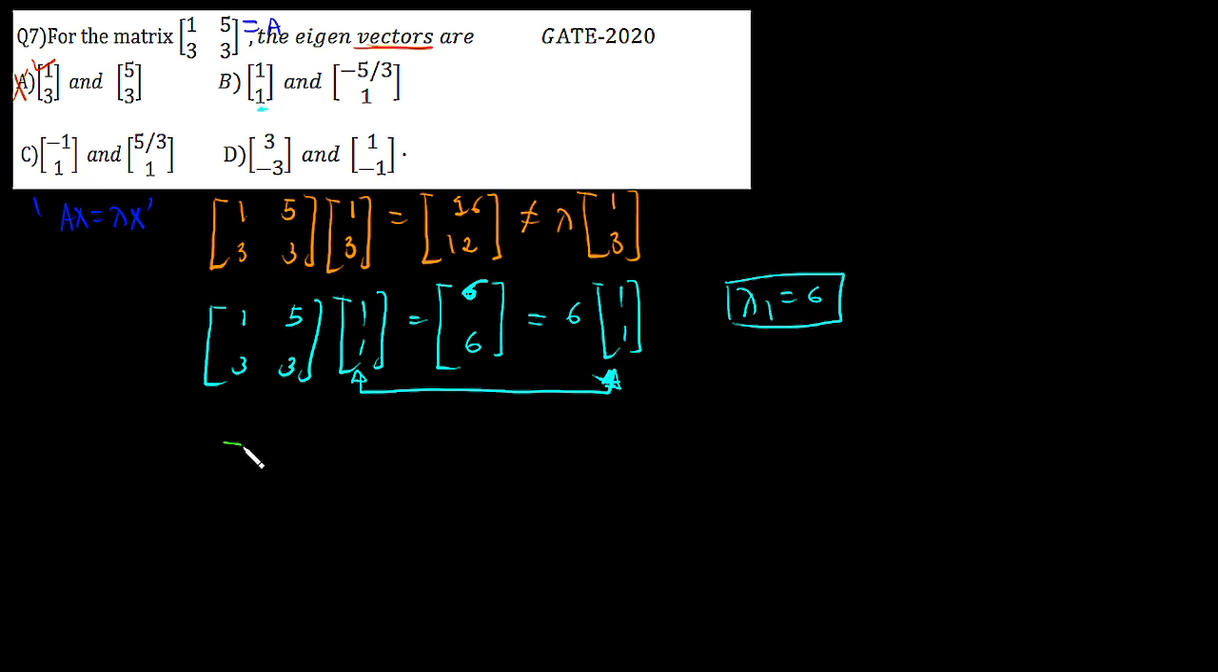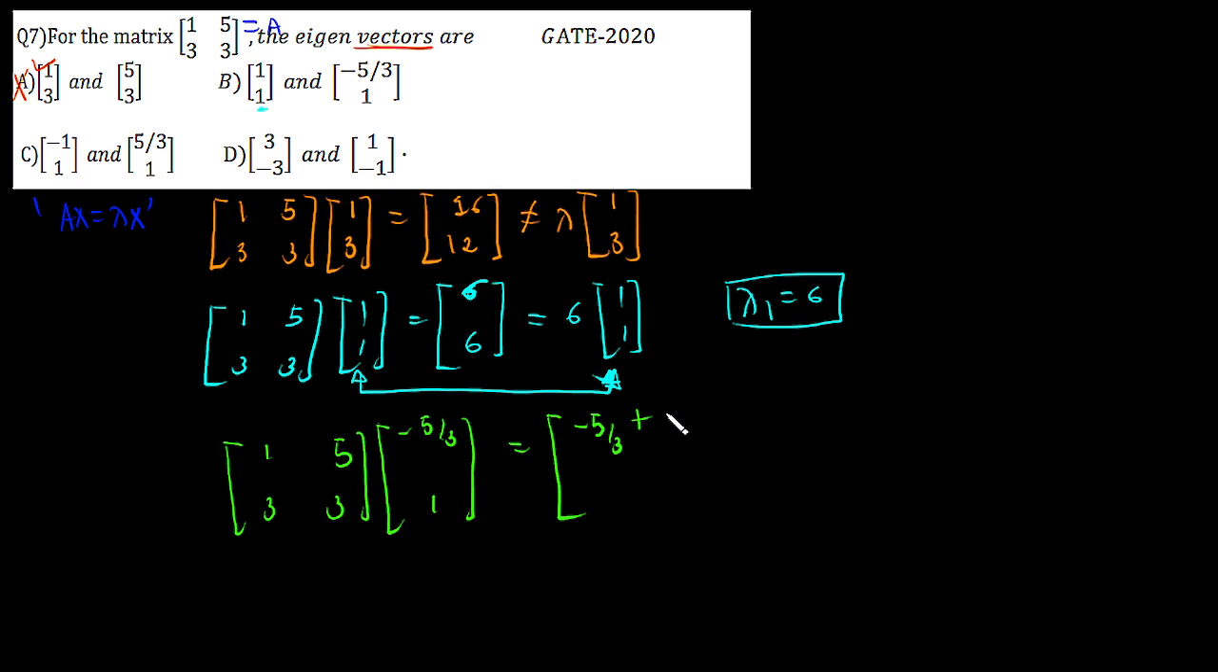So now let's paste this matrix A here, and multiply this matrix with the vector minus 5 by 3 comma 1. Now let's find the resultant vector after the multiplication. So here we are getting minus 5 by 3 plus 5, and here I can say minus 5 plus 3. So now let's simplify it further. So I can say 15 minus 5, so plus 10 by 3, and here negative 2.